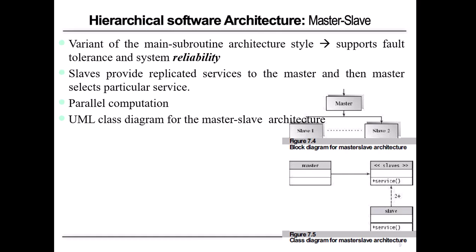This means parallel computation or execution of tasks is possible. Slaves work in parallel. This means synchronization of tasks by the slaves is mandatory. This is the UML. The figure in this slide shows the class diagram for the master-slave. This is master and these are slave 1 and slave 2.